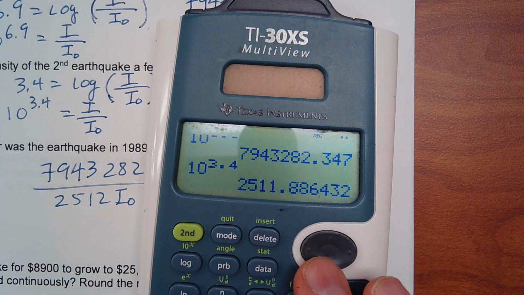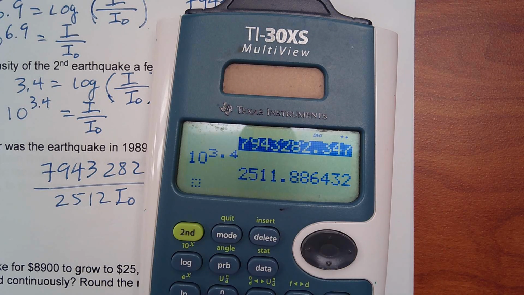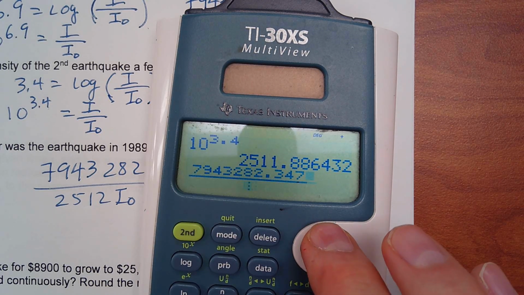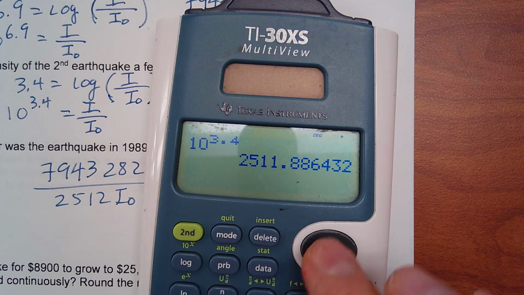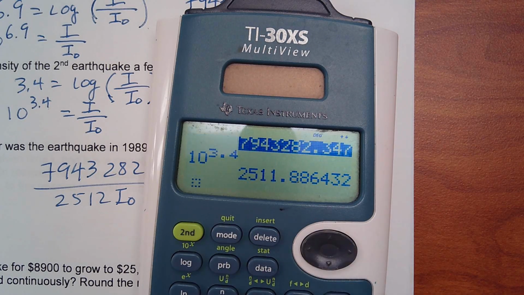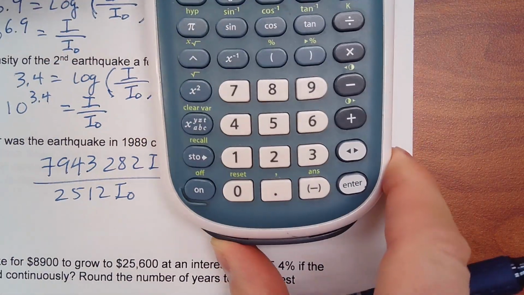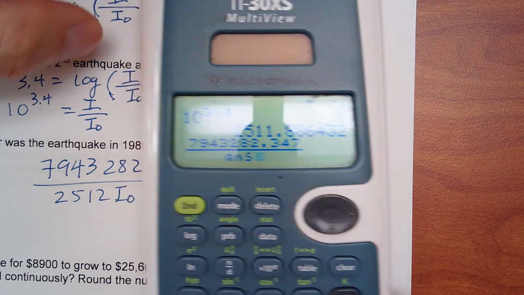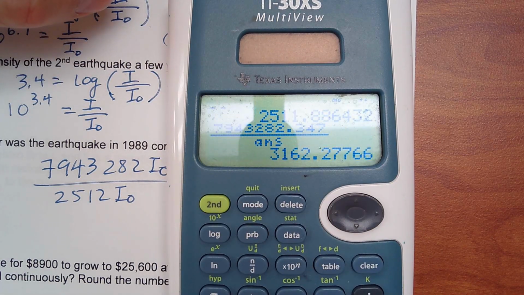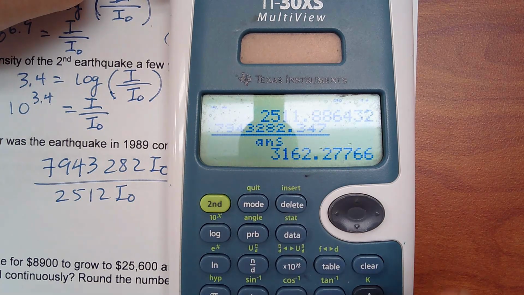So I'm going to do my fraction key. I'll go ahead and grab that first number, and then grab that second. Nope, didn't put it in the right spot. All right, let me think how we're going to do this. Our fraction key, I'm going to grab the first number. Arrow down, and I'm going to do my second key and my negative sign here to put in the last answer, which would be the second number. Hit enter. So you can see it's over 3,162 times stronger.